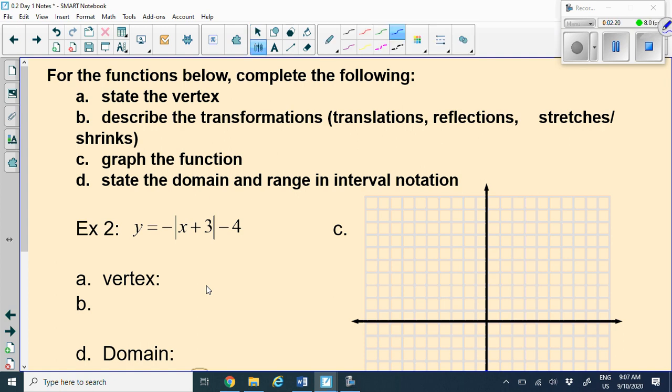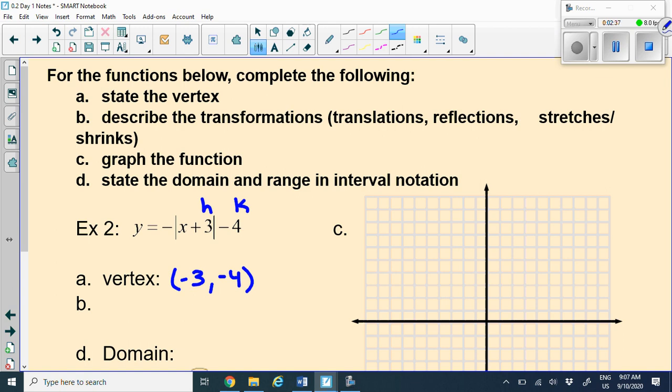So our h is going to be inside the absolute value bars, k is going to be the outside. Now remember, h is going to be the opposite of what you see. So though we see x plus 3, really that's going to be negative 3. And then k is exactly as we see it, so that's going to be negative 4.